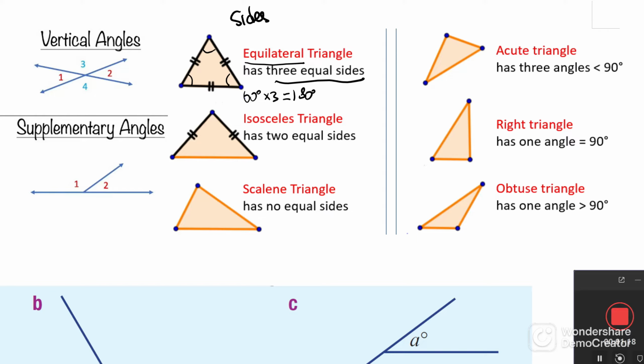It has two equal sides. And just adding a note, the base angles would be the same. And lastly, we've got scalene triangles, which have no equal sides, meaning all of these sides are different. So I will indicate it by using different strokes, meaning all these three angles would be different.